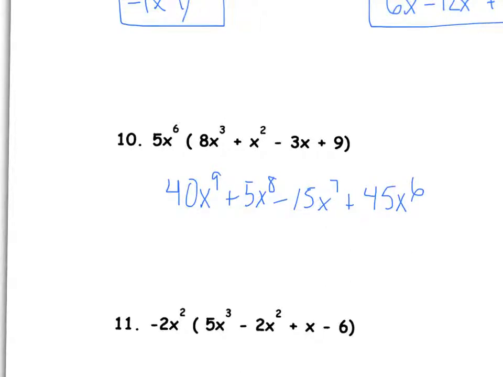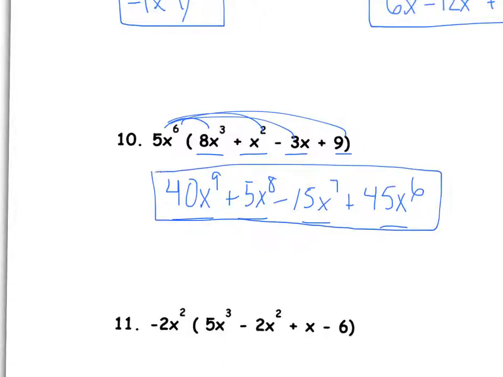So there is your answer. Distributing to each piece, notice how you have 1, 2, 3, 4, so I should have 1, 2, 3, 4 terms. And you're done.